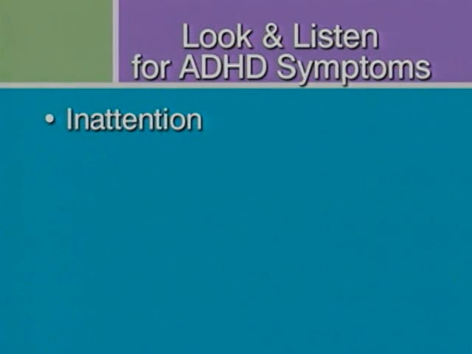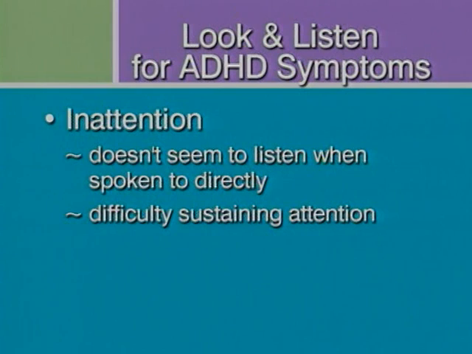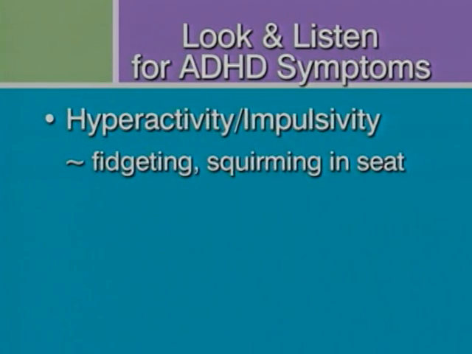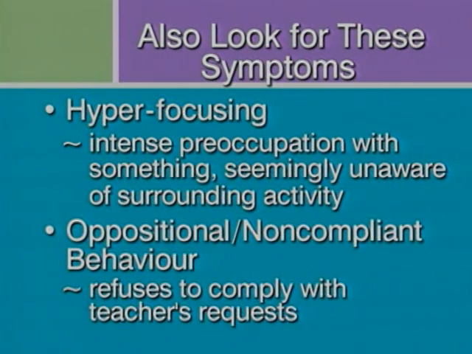Look and listen for evidence of the following symptoms. Doesn't seem to listen when spoken to directly. Difficulty sustaining attention. Easily distracted. Fidgets, squirms in seat. Intense preoccupation with an activity, seemingly unaware of surrounding events. Refuses to comply with teacher's requests. Write down your observations on worksheet number 4.